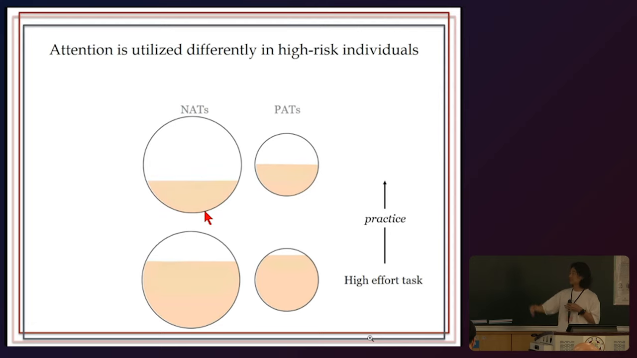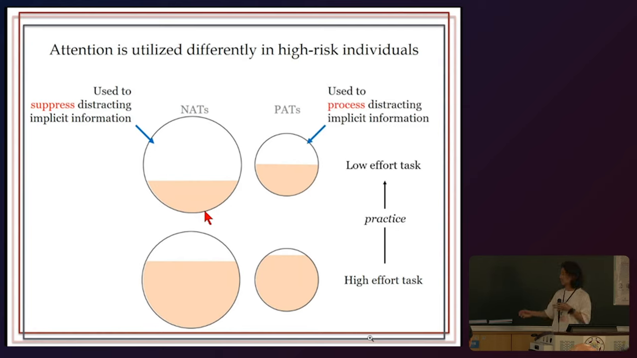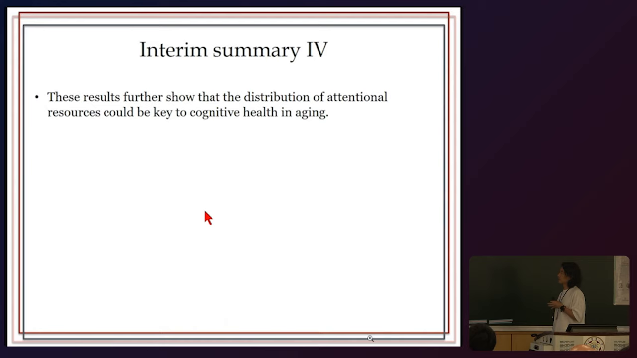But after some practice, it gets easier. So for PETs and NETs, the attention required gets less. And somehow this freed-up space that you can see up here is utilized differently in these two groups. So for NETs, they use these additional attentional resources to suppress unwanted unconscious information. For PETs, it seems that they use these additional attentional resources to process this information actively, and that's why they got even more interfered. So I think these results, although they are not very easy to explain, at least show how they use their attention gates or manipulates how they process unconscious information in the task.